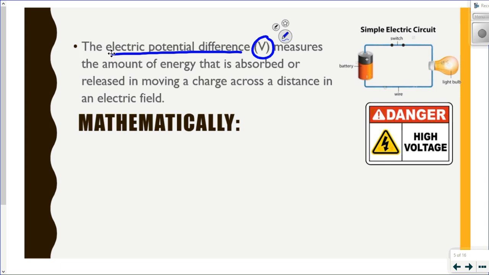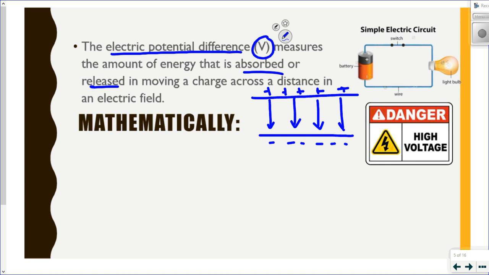This measures the amount of energy that we absorb or release in moving a charge across a distance in an electric field. So imagine with me, and you've seen this similar thing before, we've got some positively charged plates and some negatively charged plates. You've got a nice electric field here between these two plates. And the beauty of the plates is they make our field nice and even, assuming they're the same distance across and they're perfectly parallel the whole time.